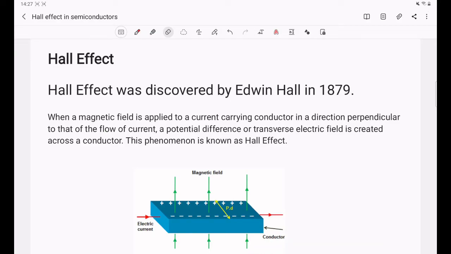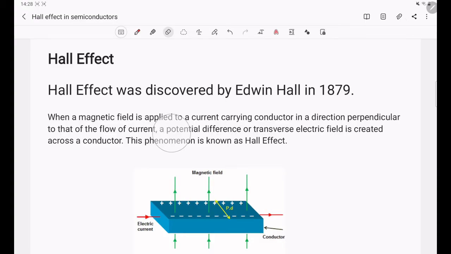Hello everyone, in this video we will discuss Hall effect in semiconductors. This Hall effect was first developed by Edwin Hall in the year 1879. According to this, when a magnetic field is applied to a current carrying conductor in a direction perpendicular to that of the flow of the current, then a potential difference or a transverse electric field is created across this conductor, and this phenomenon is known as Hall effect.